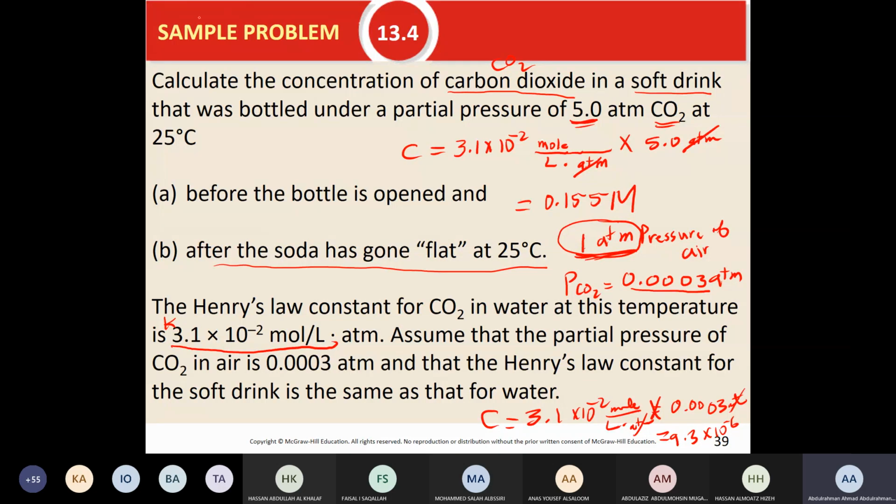Doctor, is the pressure of the CO2 constant? No. When they make it in the factory, they put 5 atmospheres. That's constant. In the air, what's the pressure around us usually?